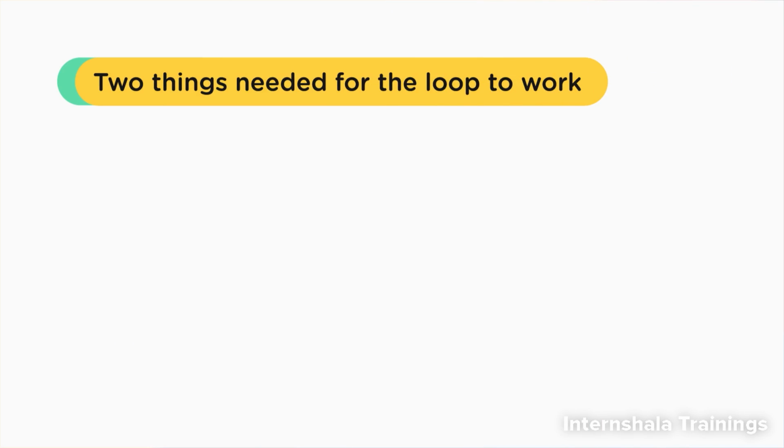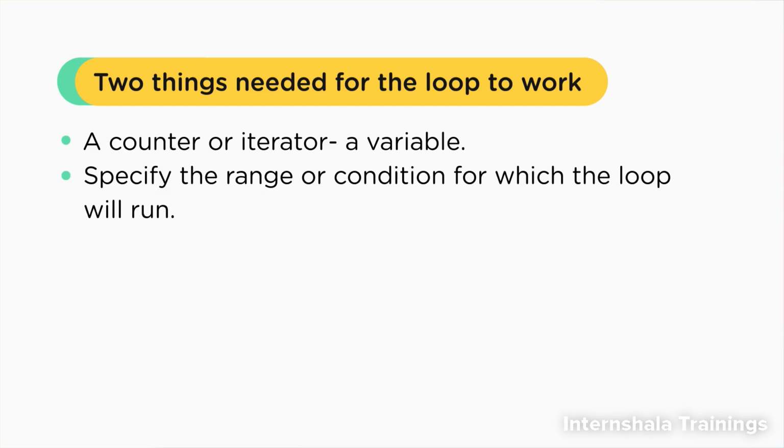So this means that we need two things for the loop to work. One, a counter or an iterator, which can be a variable, right? And next, we need to specify a range or a condition till which the loop will run again and again. Once the range is finished or the condition turns false, the loop will stop running. We hope that you have understood the basic working of a loop.